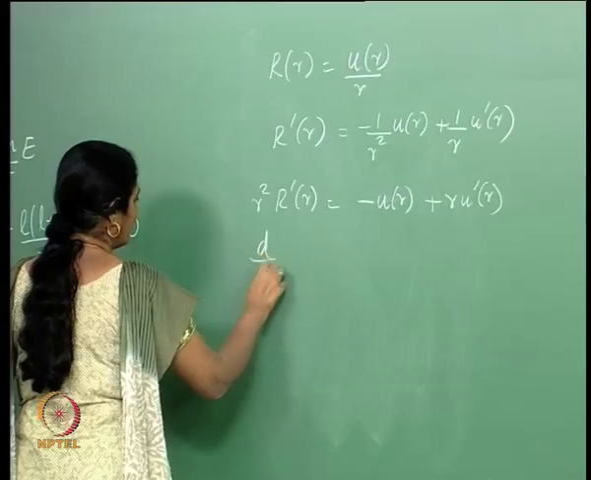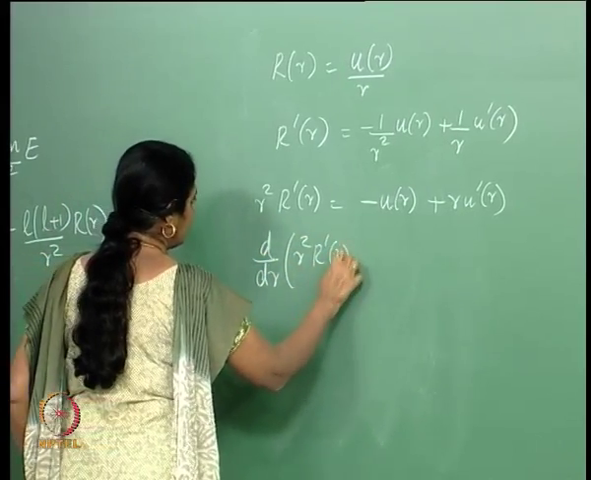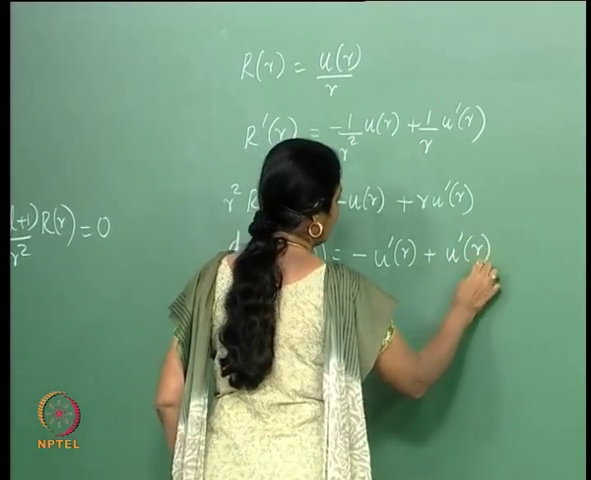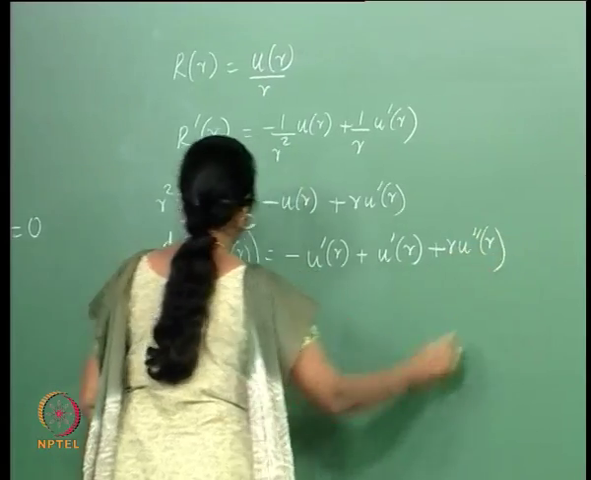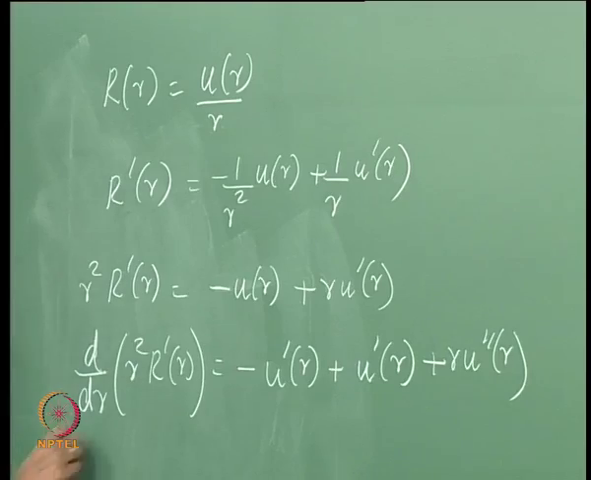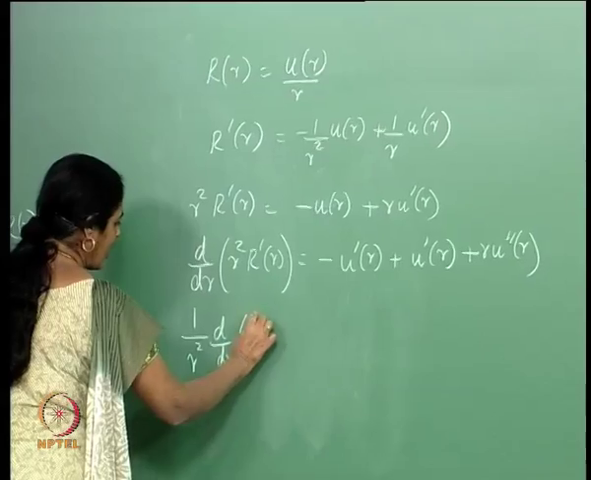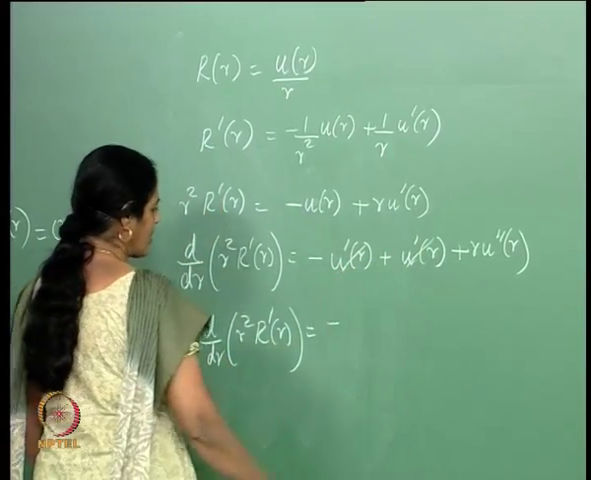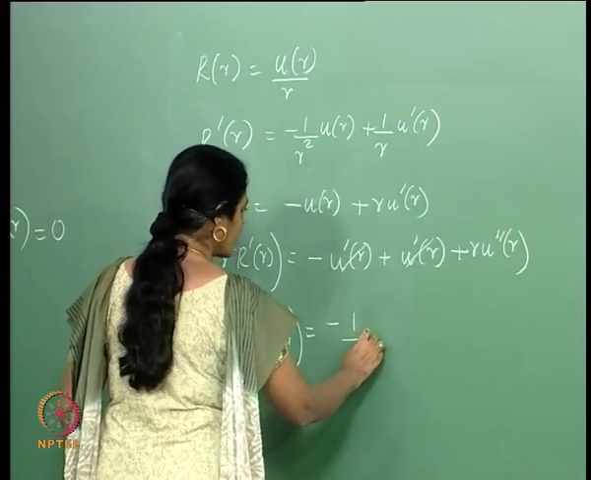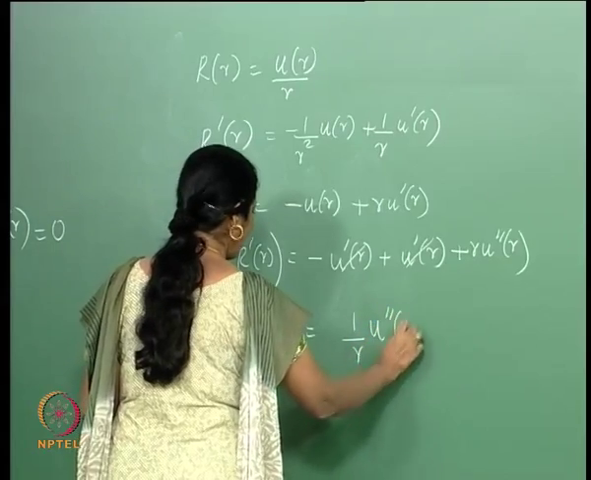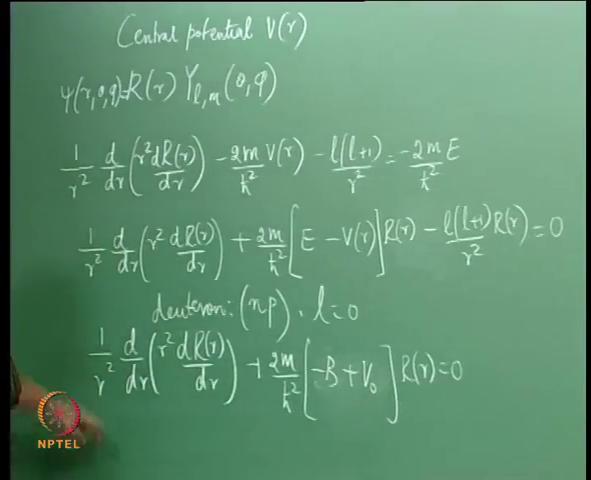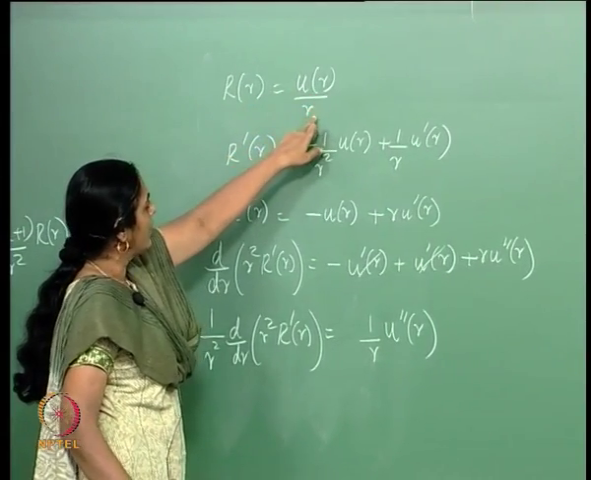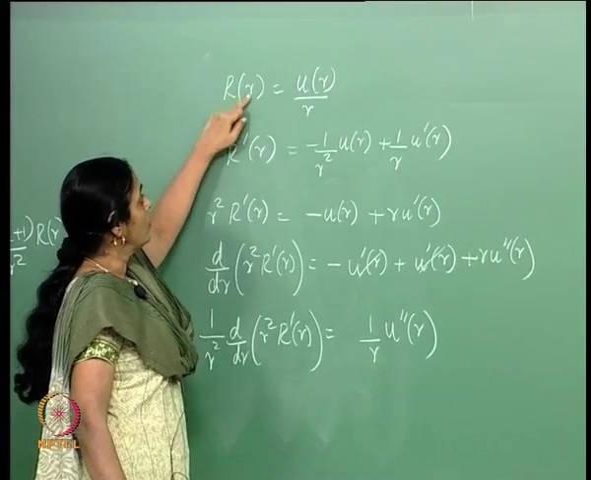I have d by dr of r squared R prime of r, and that is minus u prime of r plus u prime of r plus r u double prime of r. So, 1 by r squared d by dr of r squared R prime of r, the u prime cancels out, and I just have a plus 1 by r u double prime of r. So, the first term is just u double prime of r by r. Of course, I should remember when I do this, when I write R of r as u of r by r, I should worry about what happens when r goes to 0 and when r goes to infinity.